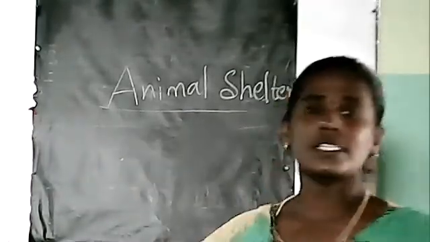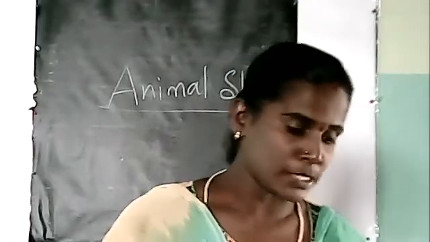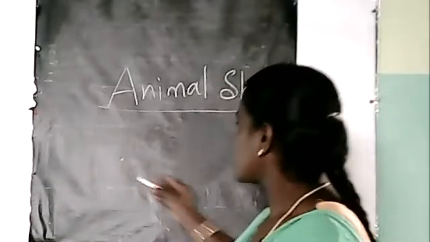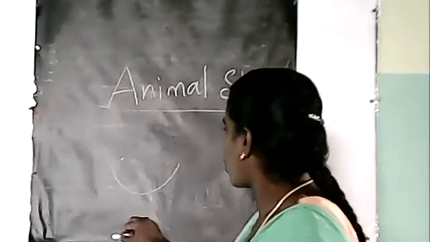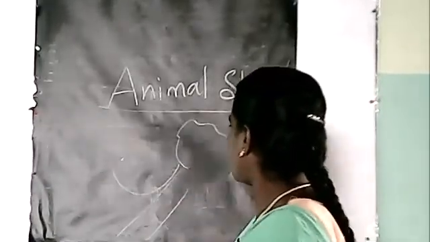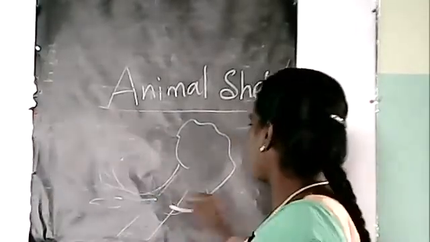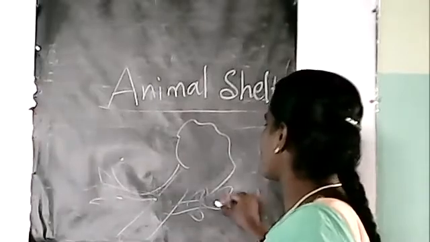Where do the birds live? Birds. Have you seen the birds? Crow. Tell me the names of some birds. Crow, hen. So these are the birds. So some birds build their nest on a tree. So this is a tree. Can you see? Have you seen the nest? Bird's nest on a tree.